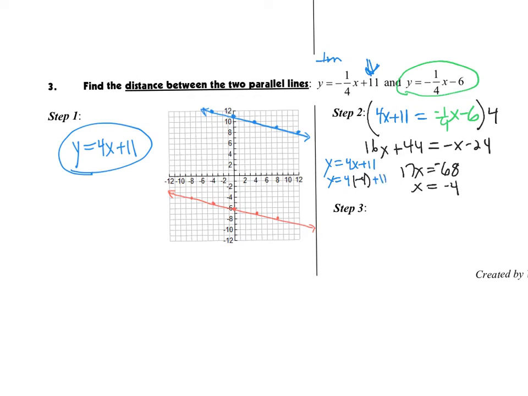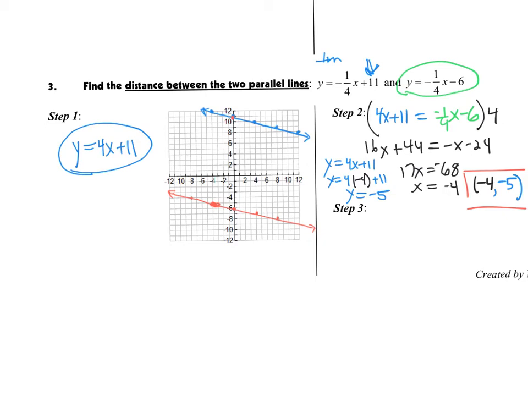we're going to find that the y value is -16 plus 11, which is going to give us -5. And so therefore, the point of intersection is going to be the point -4, -5. And so now we have this point -4, -5 right here. And we have our y-intercept here.